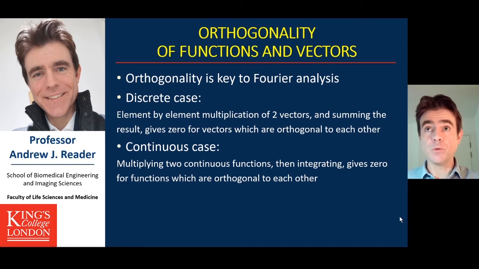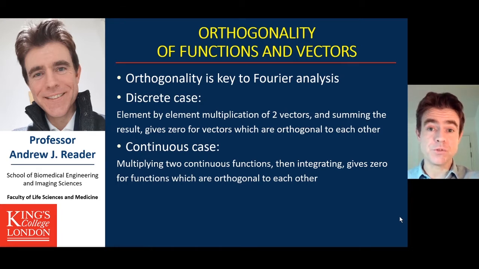In this video, I want to cover orthogonality of functions and of vectors. Orthogonality is really crucial to why Fourier analysis even works, but I'll be looking at it in two particular cases, the discrete case, and in the discrete case we'll be talking about two vectors, and if you multiply them element by element and then sum up the result, if that result gives 0, they are orthogonal, and we'll see why that is in a moment.